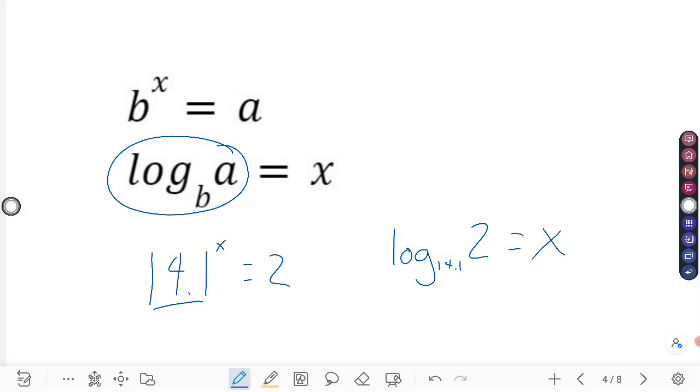Now, your iPad calculators will actually allow you to type this in. They'll allow you to change the base of your log. The calculators that I have that you're going to use for your tests do not. So we need to figure out a way to calculate this without being able to change the base.